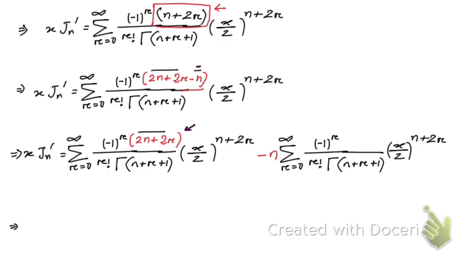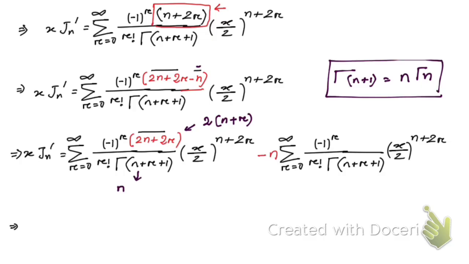So now here you can see, here this 2 can be taken common, so we're gonna have n plus r, and we have a property such that gamma of n plus 1 is n into gamma of n, okay? So if we apply this property here, you can see in the denominator, this gamma of n plus r plus 1 can be written as n plus r gamma of n plus r using this property, right? So hope you have understood this. Then here n plus r cancels, so this implies this.